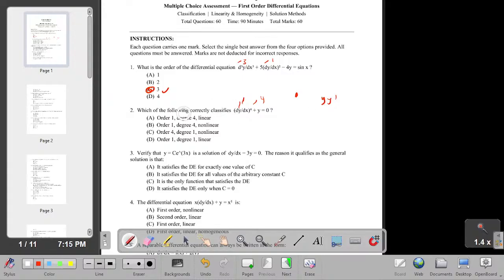So here, the fact that this is raised to the power 4 doesn't make this non-linear. Please take note. The fact that dy over dx is raised to the power 4 doesn't make it non-linear. It would have been non-linear if y here is even squared. That makes it non-linear. But the fact that this is simply dy over dx to the power 4, it is perfectly linear. So we can clearly see it here. Order is 1, degree is 4, and it is linear, right? Yes.